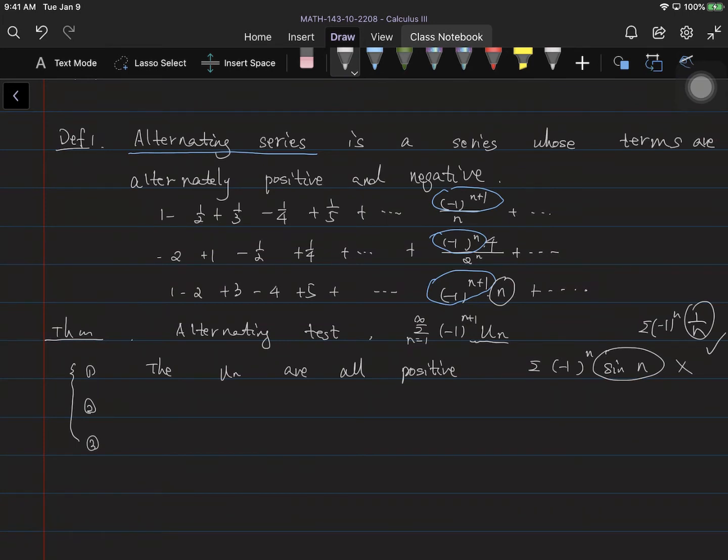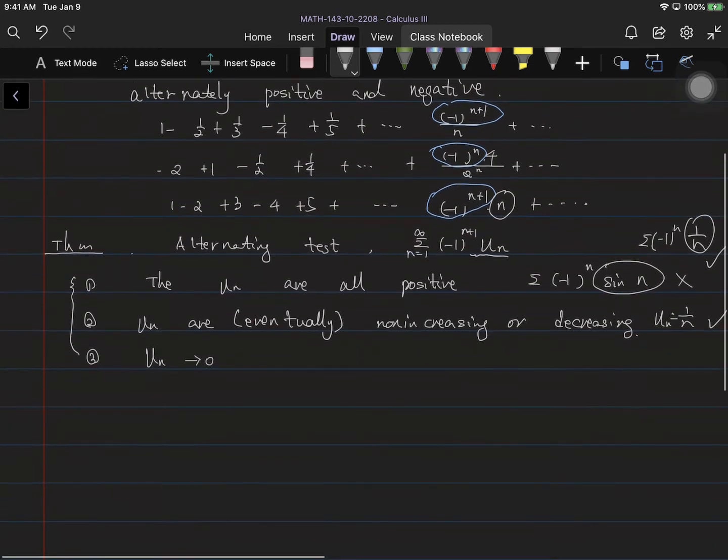Second condition, all un terms are decreasing eventually. That means when n is large enough, they are non-increasing, all decreasing. That means it cannot be increasing. Let's see, 1 over n is okay because it's decreasing. The last condition, the limit of un goes to 0. Okay, 3 conditions.